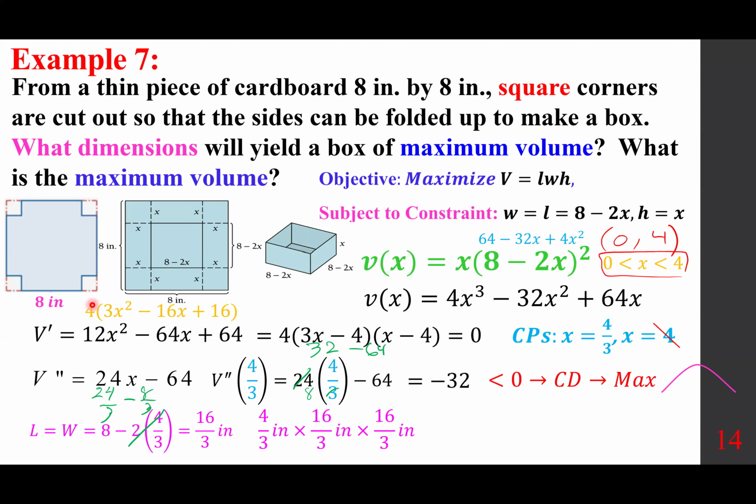Again, what do we cut? We cut 4/3. What is the maximum volume? Let's multiply those numbers. We get 1024 over 27, or 37 and 25 over 27 cubic inches. This is elementary. Remember, these are the 2 steps of calculus. The rest are elementary algebra.